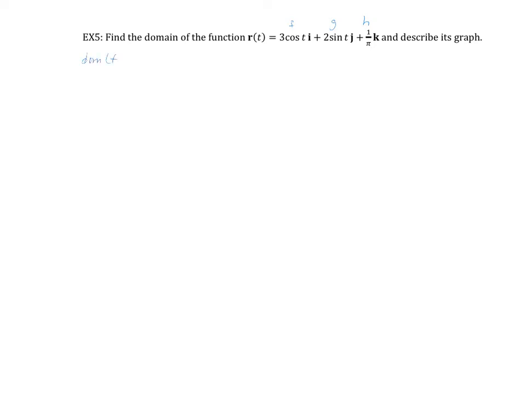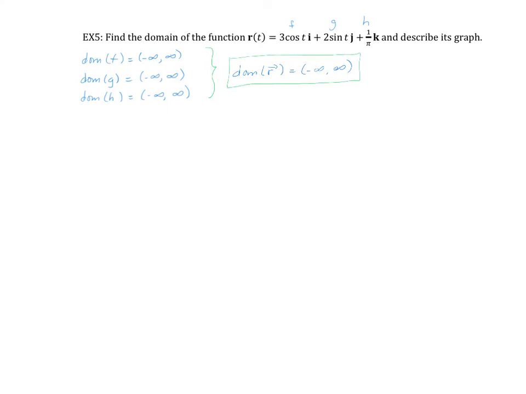The domain of f, well, cosine is continuous for all values of t, so negative infinity to positive infinity. The domain of g, sine is continuous for all real numbers, so negative to positive infinity. And the domain of h, well, that's just a constant function. I could put any t value I want into that. So it's kind of easy to see that the domain for our vector valued function r is simply negative to positive infinity, or all real numbers.